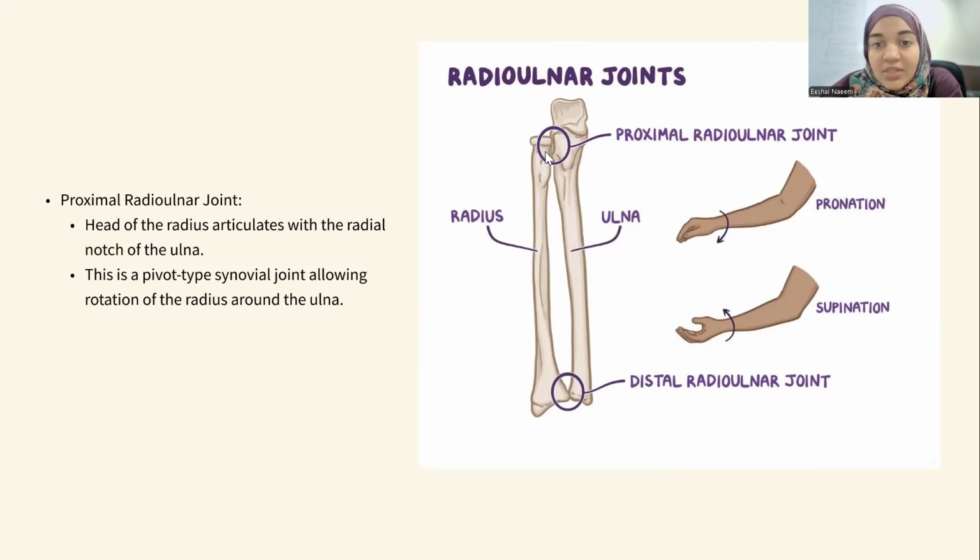So if you remember, we studied that the ulna has a radial notch here, and this head of the radius articulates with it to form a pivot type synovial joint, allowing rotation of the radius around the ulna. Now this joint allows for rotation of the radius over the ulna. Why does the radius need to rotate over the ulna? To allow for pronation and supination.